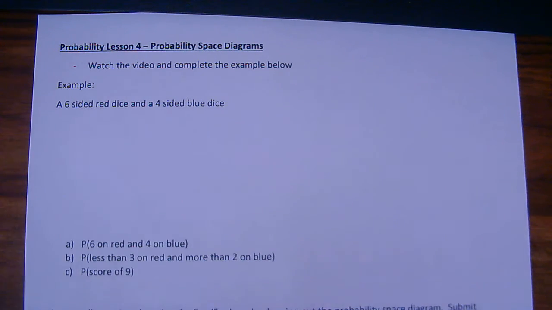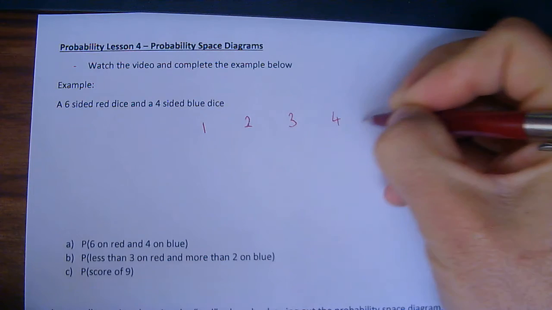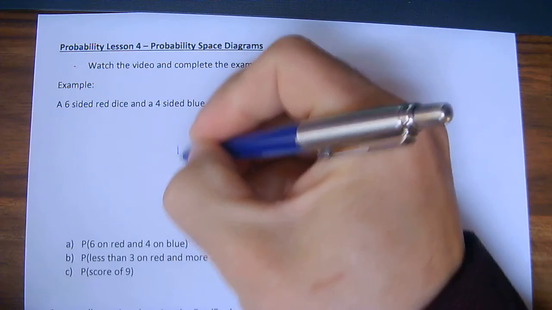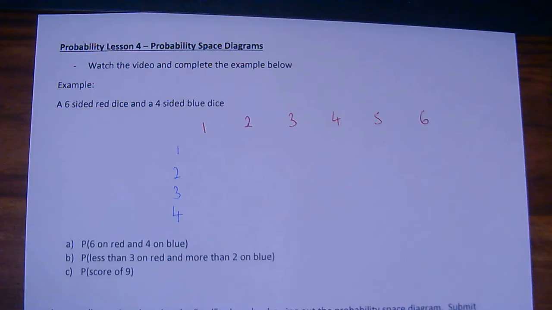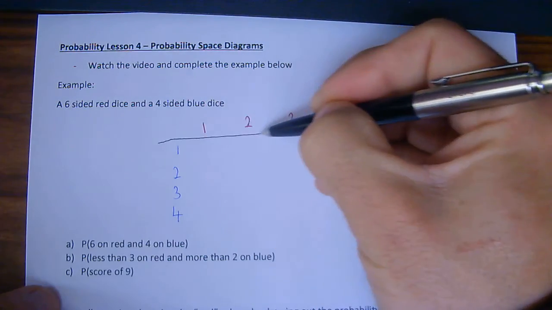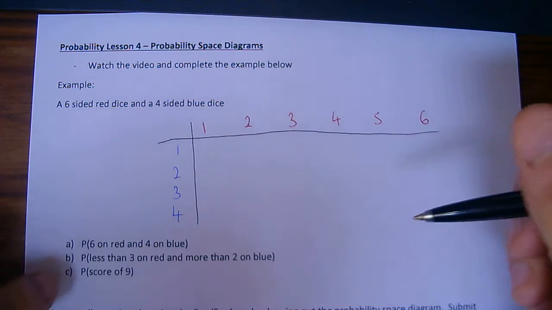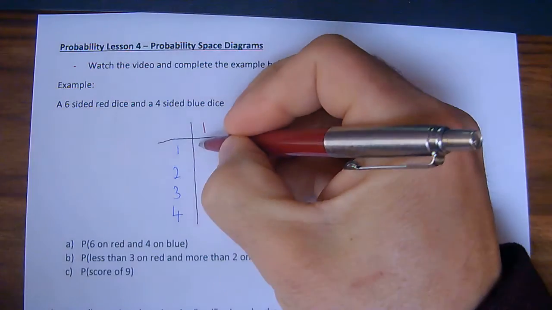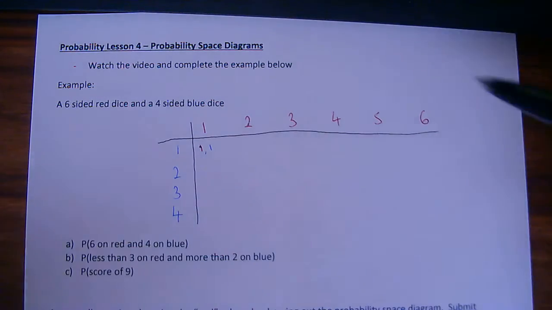So I'm going to do my red dice first, and I've got 1 to 6 on my red dice, so I'm going to have the numbers 1 to 6. And I've also then got my blue dice, which has only got 4 sides, so I've got the numbers 1 to 4. And what we can now do is fill in our sample space diagram. Now we can choose to do this with the numbers, or we can choose to do the totals. So for example, here I've got a 1 on red and I've got a 1 on blue, and that gives me a total of 2.